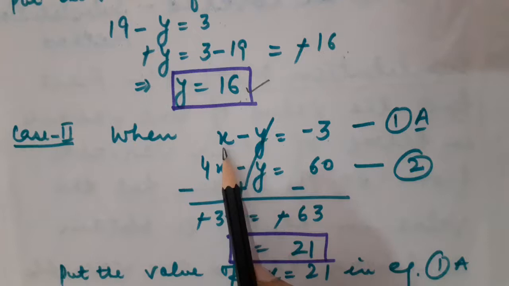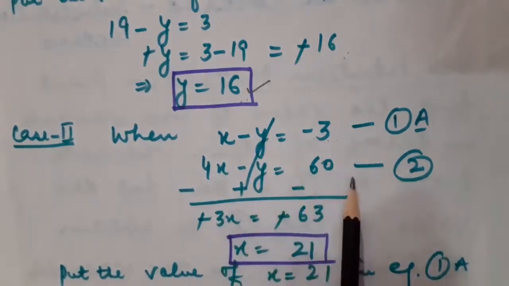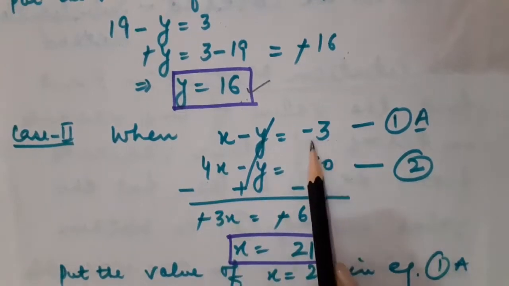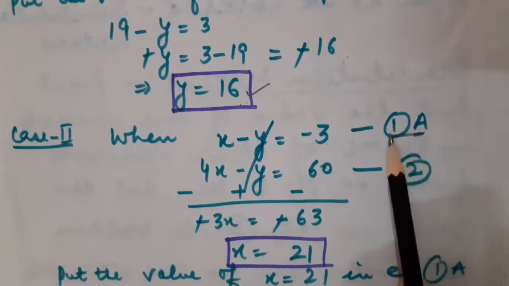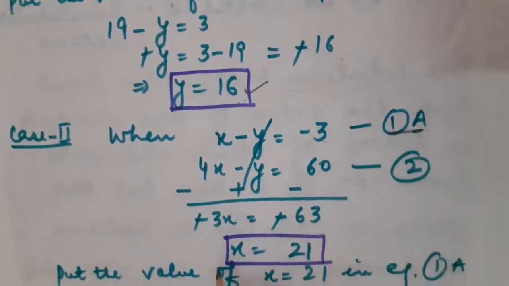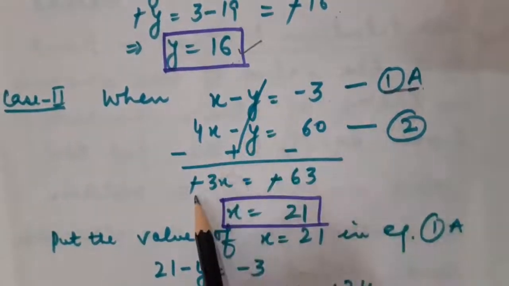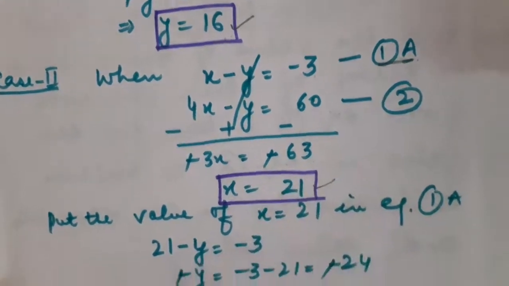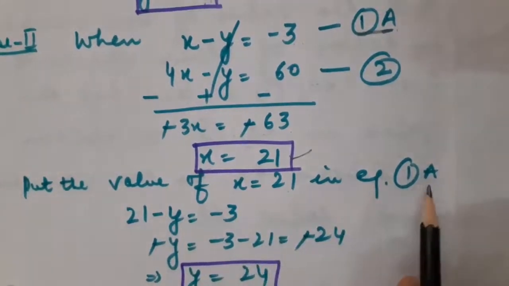Now in case 2, we have to use another equation that I have told you. How did I form it? x minus y is equal to minus 3. Second equation, no change, will be written as it is. Now I am subtracting equation number 2 from equation number 1. Here children, I have given the other equation the name 1a. Fine. So minus y and plus y will be cancelled with each other. You will be getting minus 3x is equal to minus 63. So what is the value of x? 21. Put this value of x, that is 21, in equation number 1a.